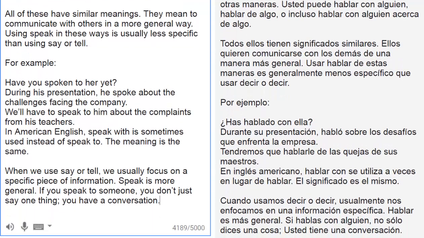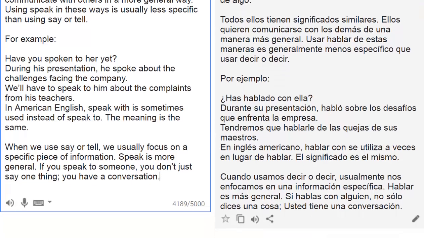All of these have similar meanings. They mean to communicate with others, in a more general way. Using speak in these ways is usually less specific than using say or tell. For example, have you spoken to her yet? During his presentation, he spoke about the challenges facing the company. We'll have to speak to him about the complaints from his teachers.